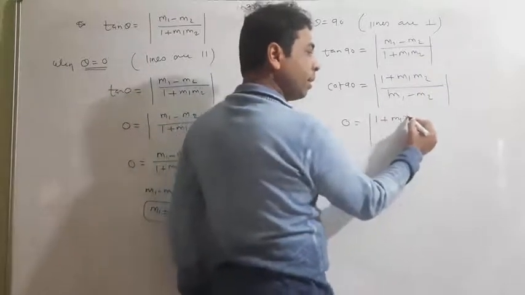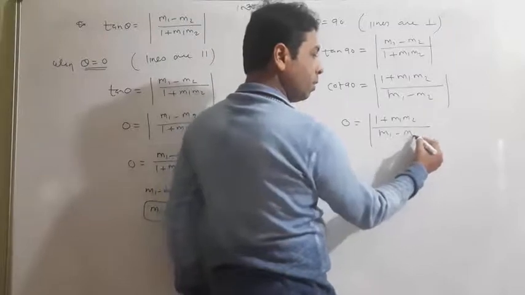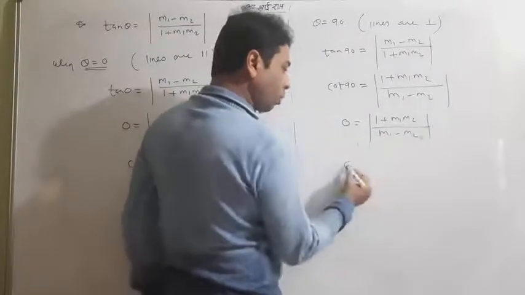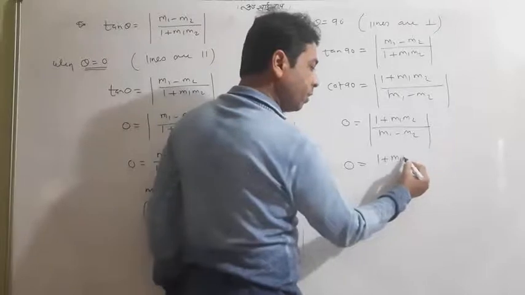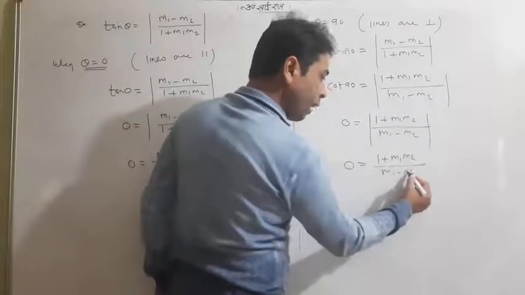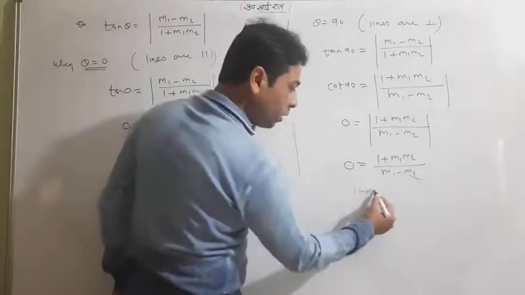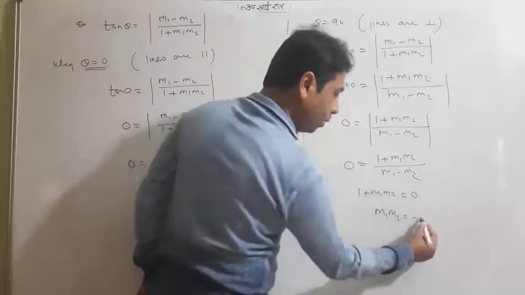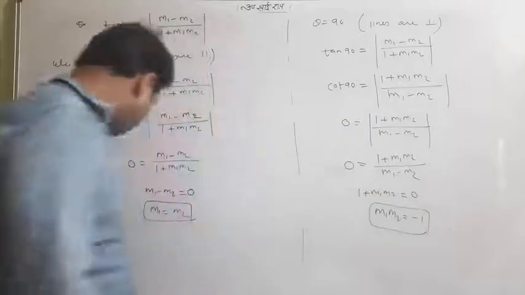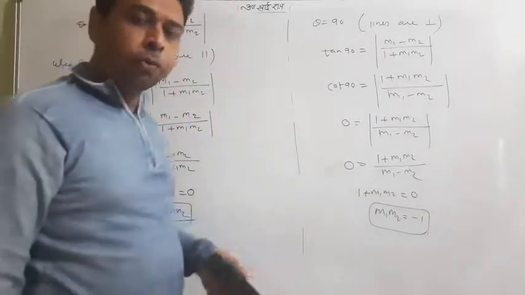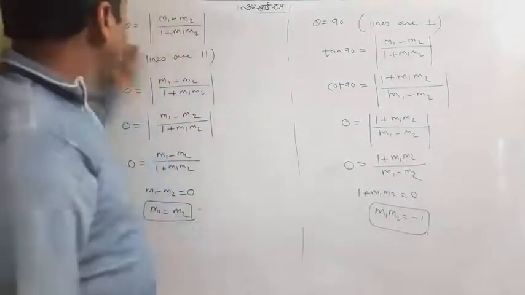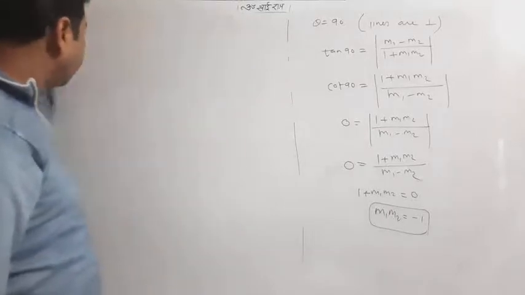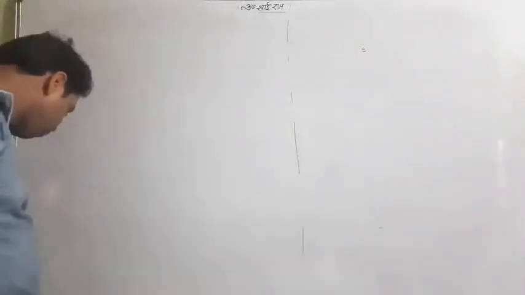Same will happen again. I'll remove the mod sign, plus minus I'm not writing. What will happen? This will be 0. m1 m2 is equal to 0, so m1 m2 will be minus 1. That is the same conclusion again we are getting for lines are perpendicular. So don't forget this concept. It was an important concept. We have seen it here. So I hope, students, all concepts you have got very well.